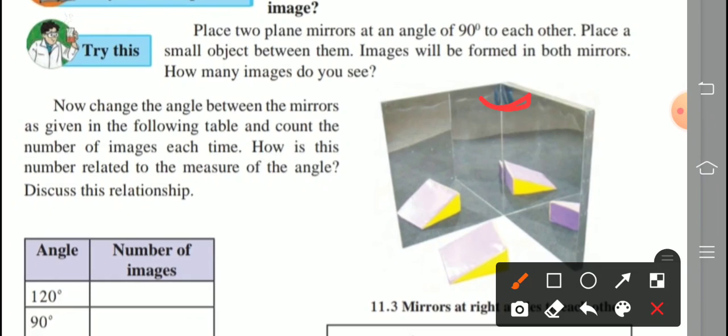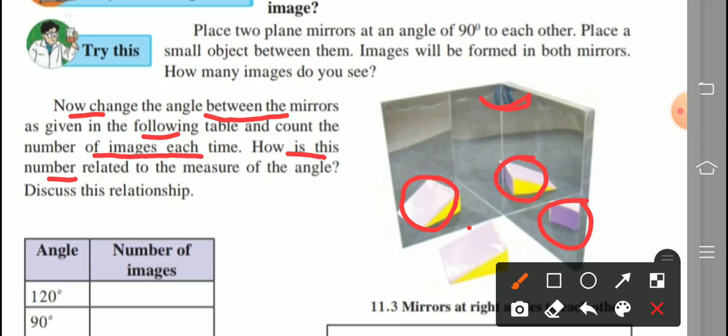Clear? Take two mirrors at an angle of 90 degrees. Place one small object in between them and observe how many images are seen in both the mirrors. So your answer: see here, we are observing three images, 1, 2 and 3. Now change the angle between the mirrors as given in the following table and count the number of images each time. How is this number related to the measure of the angle?